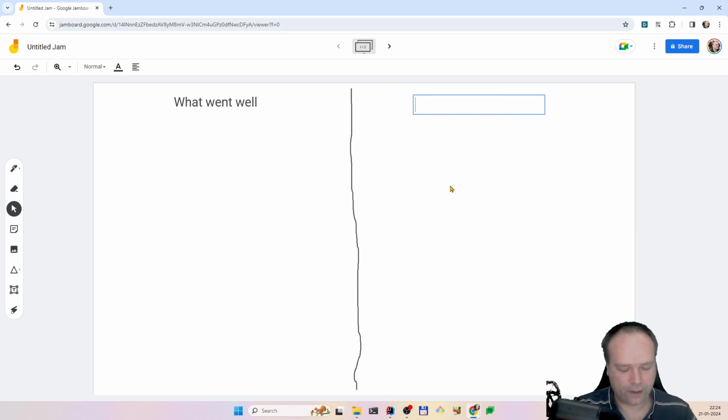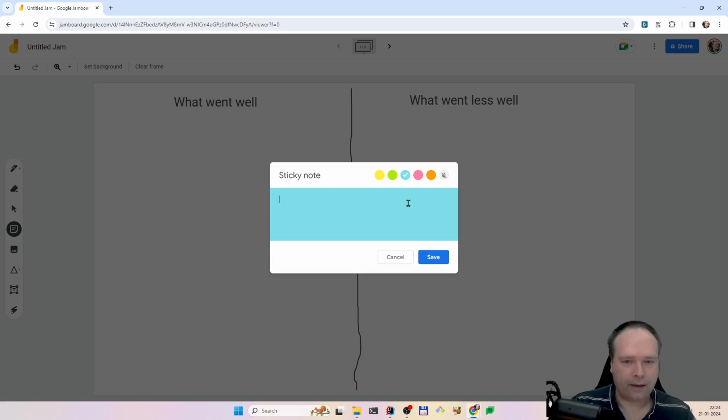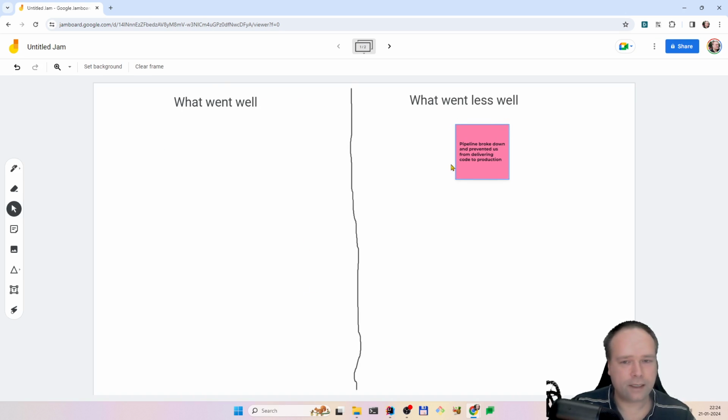If you have what went well and what went not so good or less well. So these are the problem areas, right? This could be that the pipeline broke down and prevented us from delivering code to production. So that could be one, right? And of course the color, you decide what the colors are, it does not matter. And then you just place these on the right side, and you make more of these.